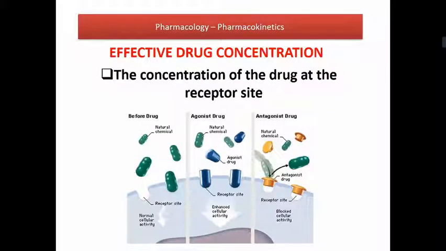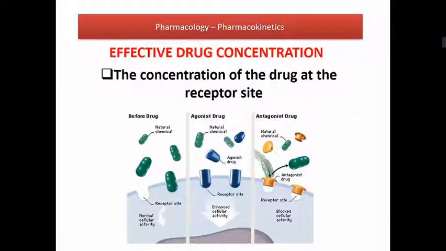So, and another concept that is related to pharmacokinetics is the effective drug concentration. So, what is effective drug concentration? This is the concentration of the drug at the receptor site. The concentration of the drug at the receptor site.